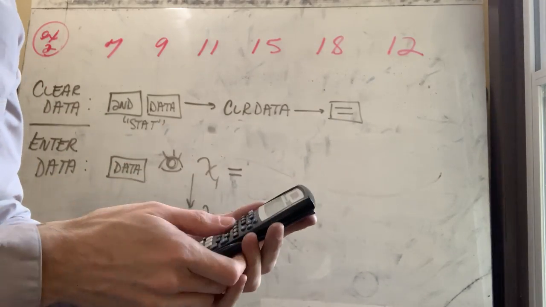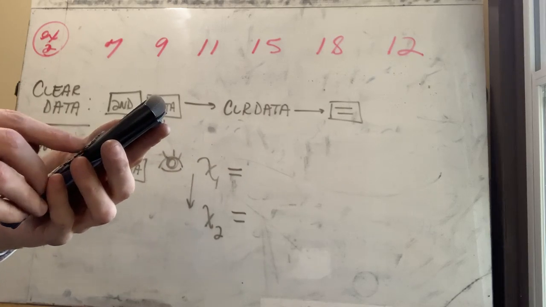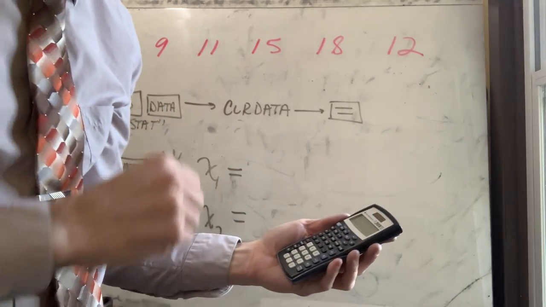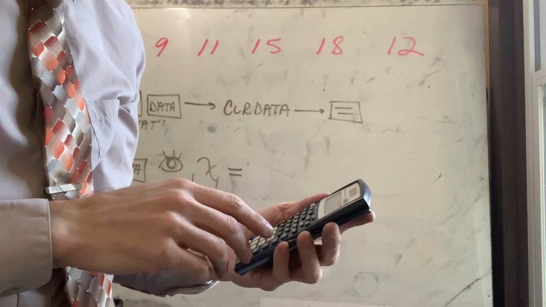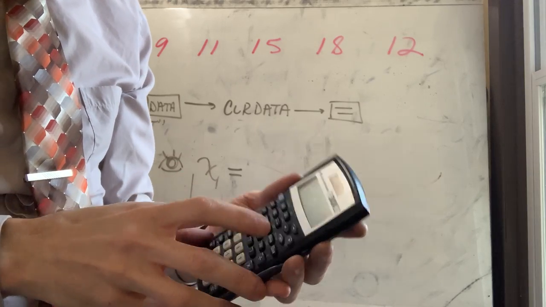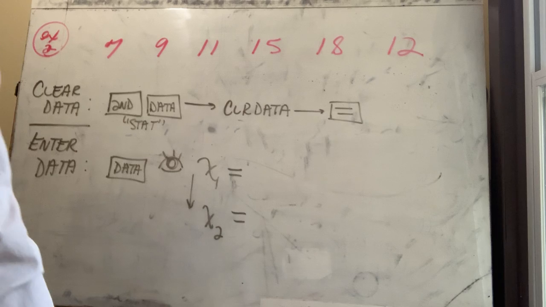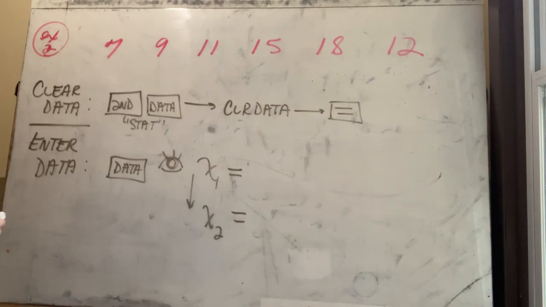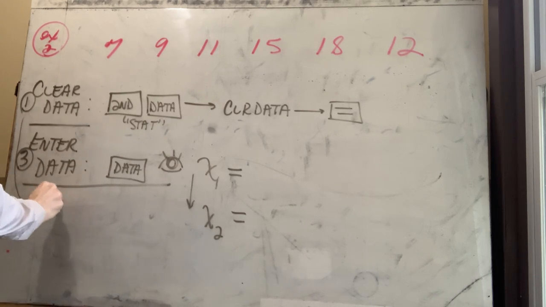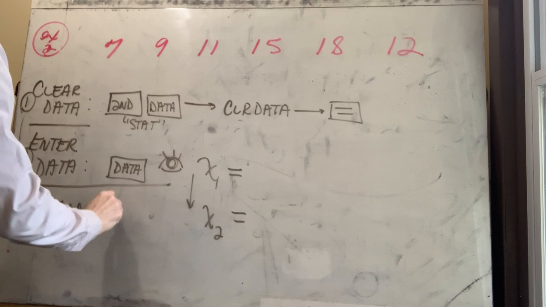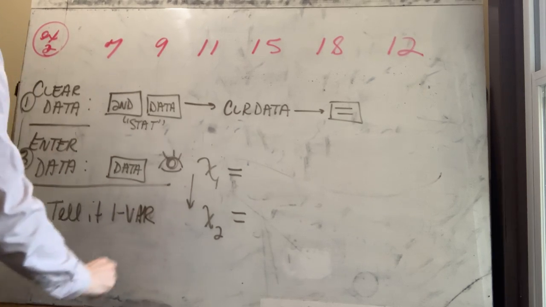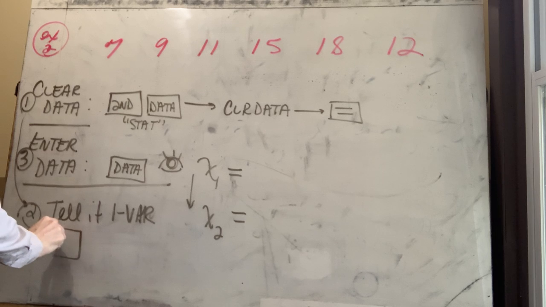That's not quite right. Oh, yeah. It's because I didn't tell it. I'm sorry. This is old data in here that I got to get rid of. Once you clear the data on this calculator, because it's a little stupid, and so am I, you have to go back into it. Tell it that you want one variable statistics.